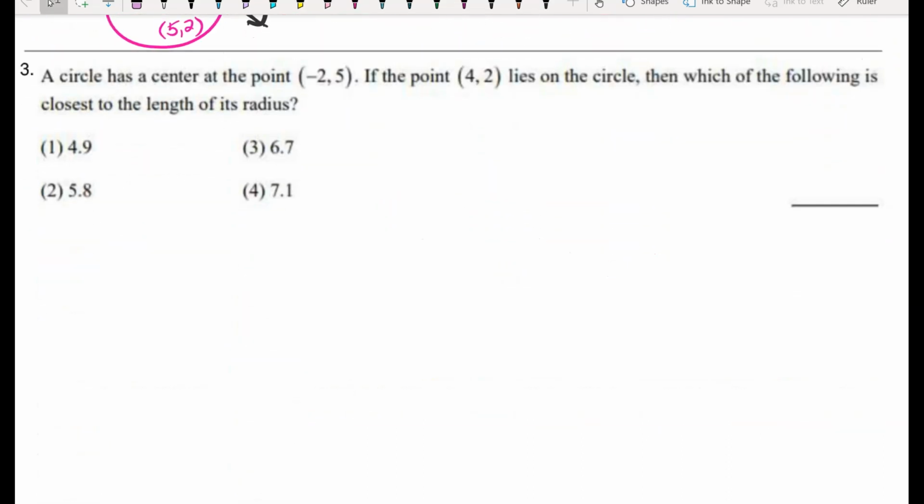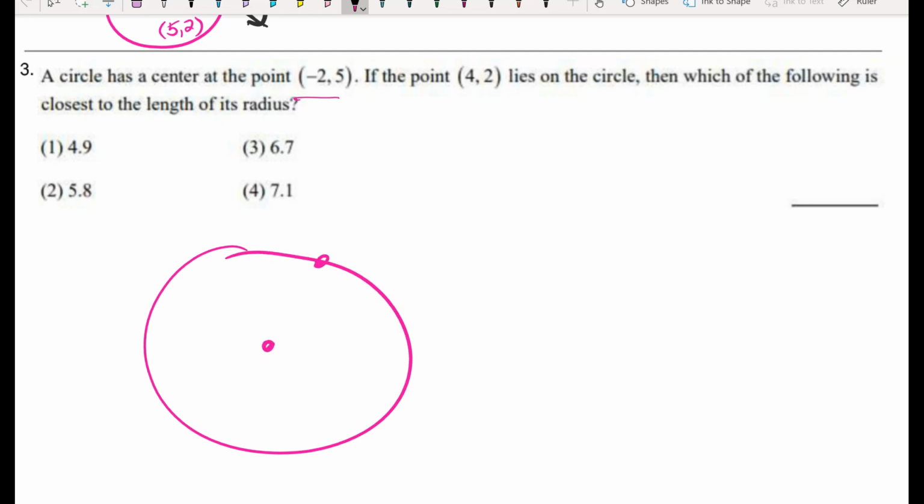Number 3. A circle has a center at point -2, 5. If the point 4, 2 lies on the circle, which of the following is closest to the length of the radius? So all I have to do for this one, if I know the center and the point on the edge, is plug into the distance formula to find the length of the radius and then just round my answer in my calculator.